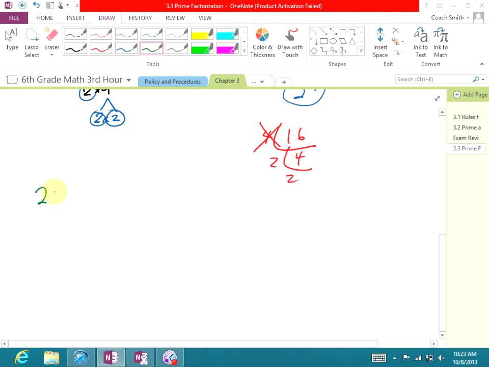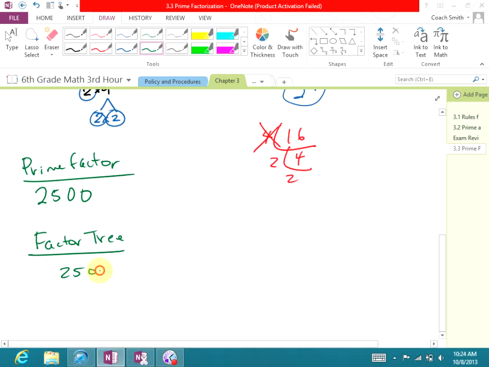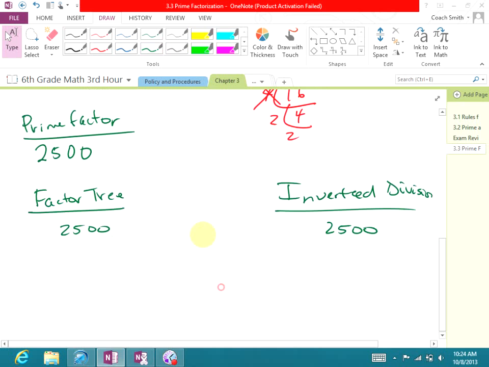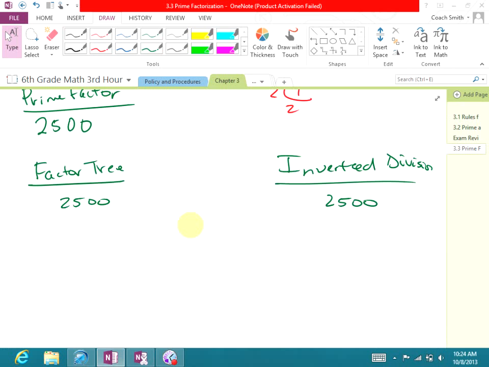Now, 2,500. We're going to prime factor 2,500. Okay, now, factor tree, 2,500, and then we're going to do inverted division for 2,500. Okay, so let's do factor tree.